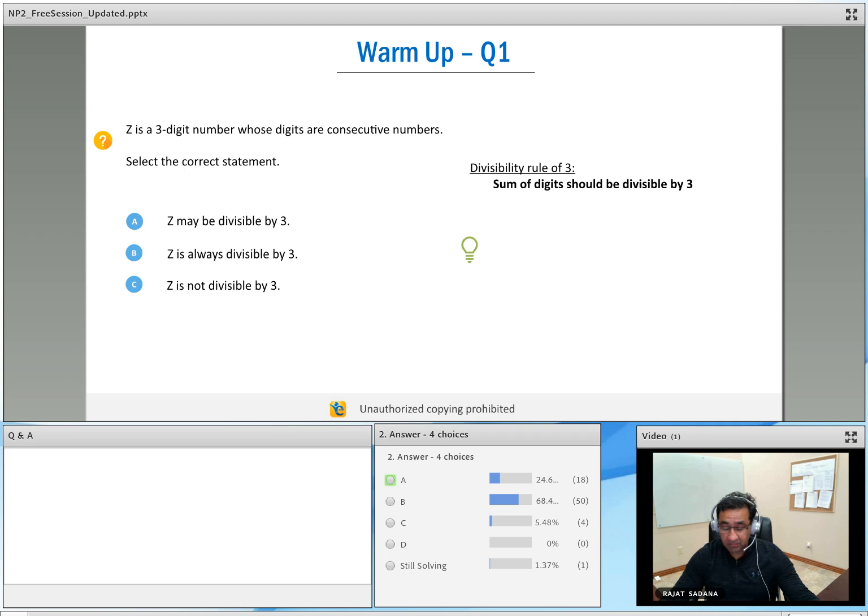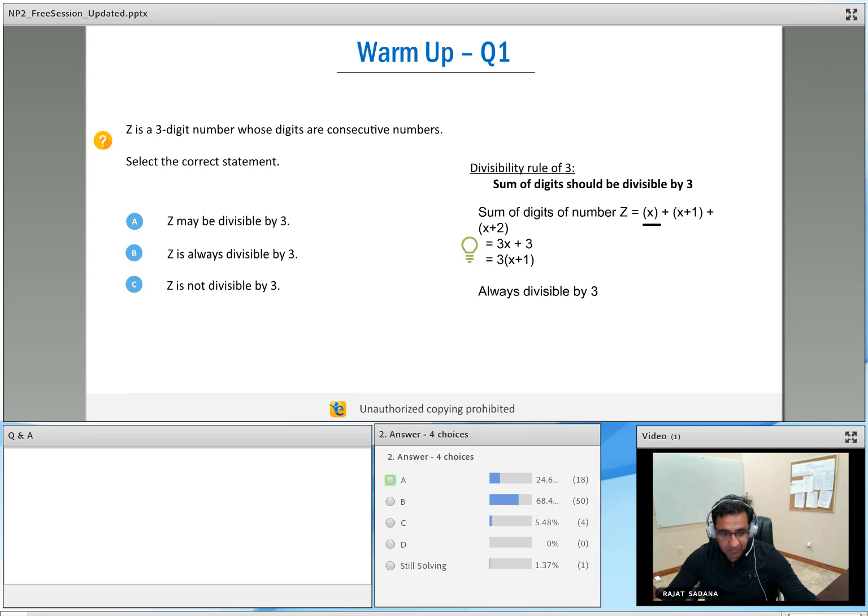The divisibility rule for 3 is that the sum of digits should be divisible by 3. That's the concept we are testing here, and it's the only thing you need to know. So what's the sum of digits of Z? Because Z is built up of 3 consecutive numbers, let's call those numbers x, x plus 1, and x plus 2. You add these numbers up, they become 3x plus 3. You can take 3 common over here, and it becomes 3 times a number, and 3 times a number is always divisible by 3. That's basically what there is to it.